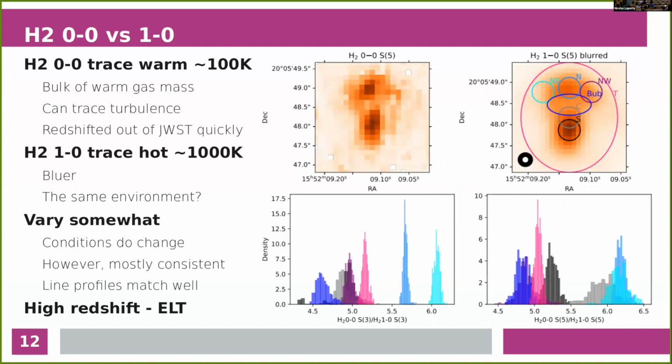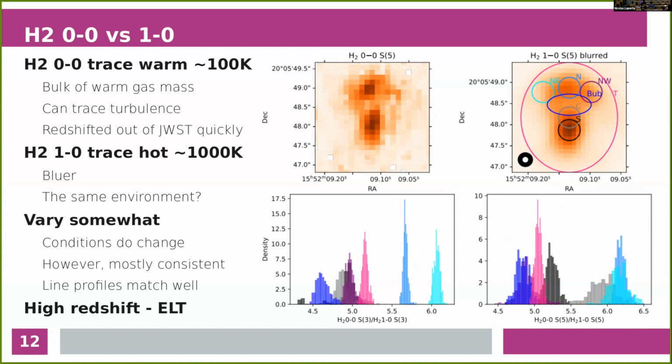And as a final thing, what we then do is we compare the rotational and ro-vibrational lines. So we account for the differences in angular resolution between MIRI and NIRSpec, and we extract the same transitions from the rotational and ro-vibrational lines for different areas of the galaxy. Because while you always want to look at the rotational lines if you want to look at turbulence, these get redshifted out of JWST and the ELT very quickly. You can't go to very high redshift at all if you want to use these as tracers of turbulence.